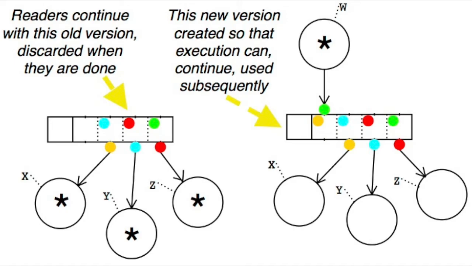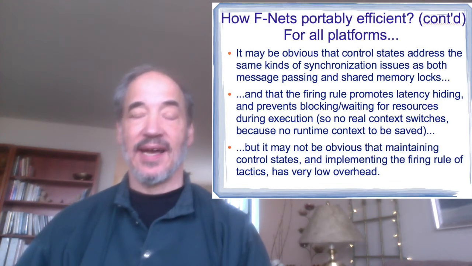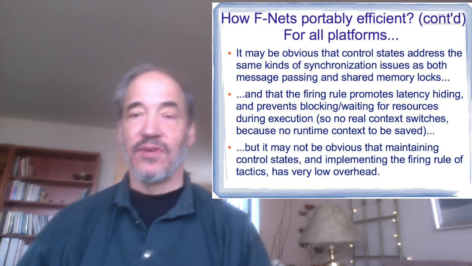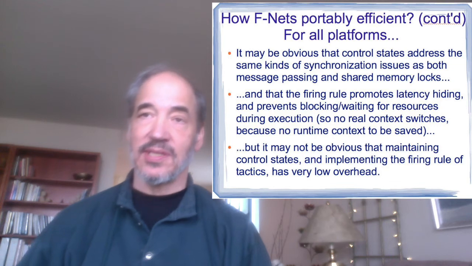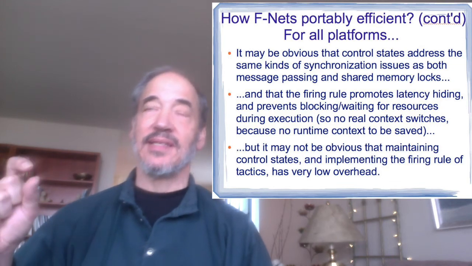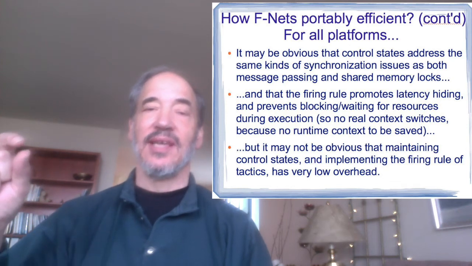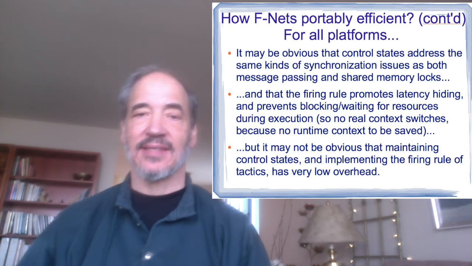It may be obvious that control state addresses the same kinds of synchronization issues as both message passing and shared memory locks, and that the firing rule promotes latency hiding because it allows the information to move to where it's needed before it's needed there, because the control state not only says nobody's accessing this right now, there's a token on it, it also restricts who may access it next.